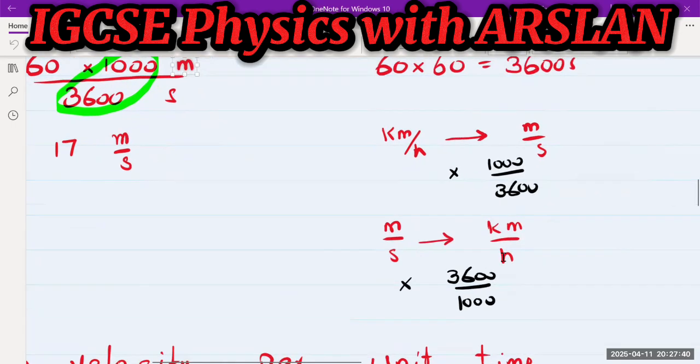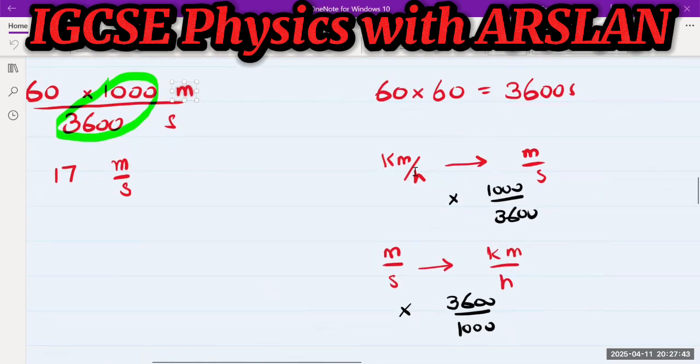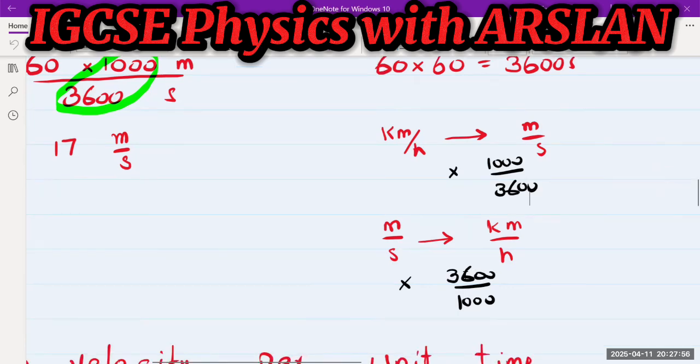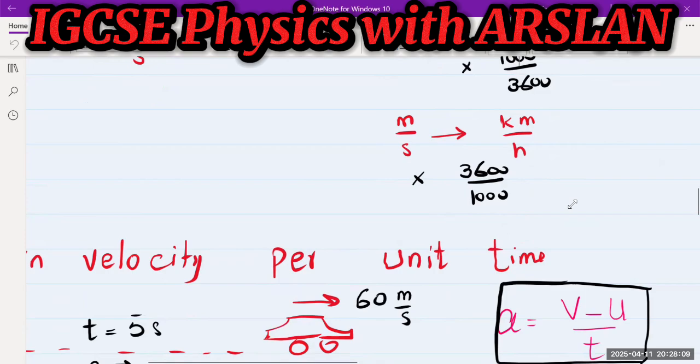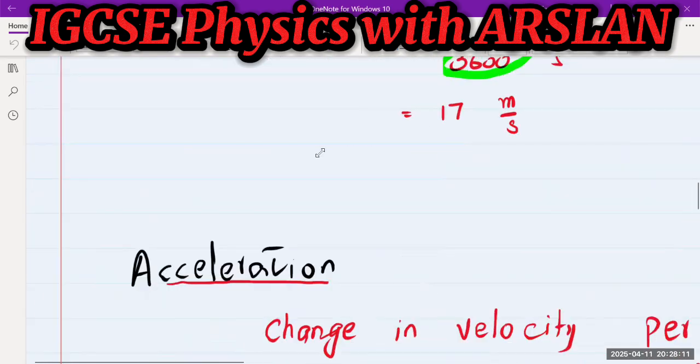A keyword to memorize this: if you change kilometers per hour to meters per second, you will multiply the number by 1,000 over 3,600. If you change meters per second to kilometers per hour, you will multiply by 3,600 divided by 1,000. So you will change the number into kilometers per hour. You can also call it 10 over 36, or 1,000 over 3,600. It's the same thing. Okay.